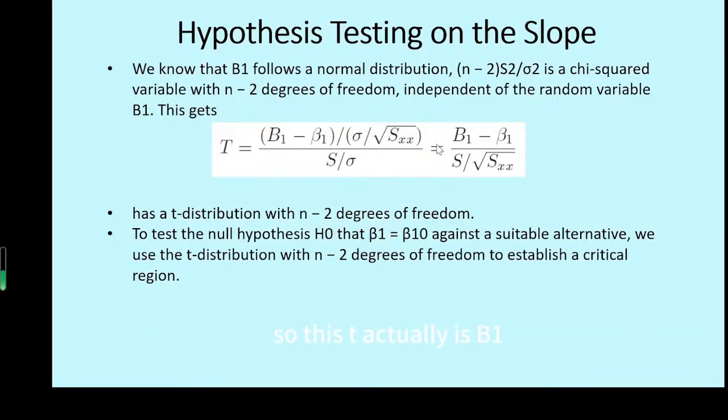So this T is b1, the estimated point for the slope, minus its mean value, the real value of the slope, divided by S divided by the square root of Sxx. So this term follows a T distribution with n minus 2 degrees of freedom. Then we can test the null hypothesis that beta 1 equals beta 1,0 against a suitable alternative hypothesis. We can use the T distribution to get the critical region.